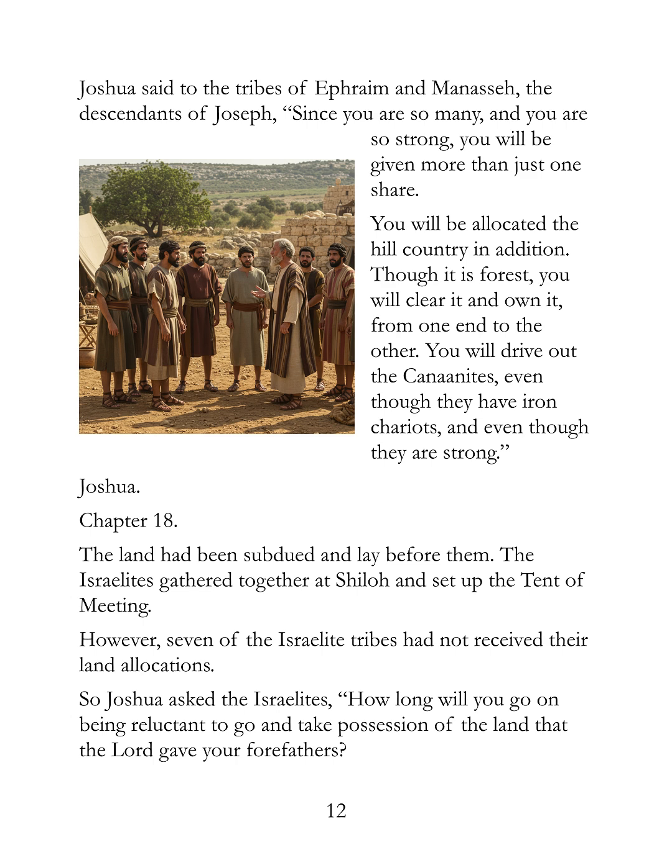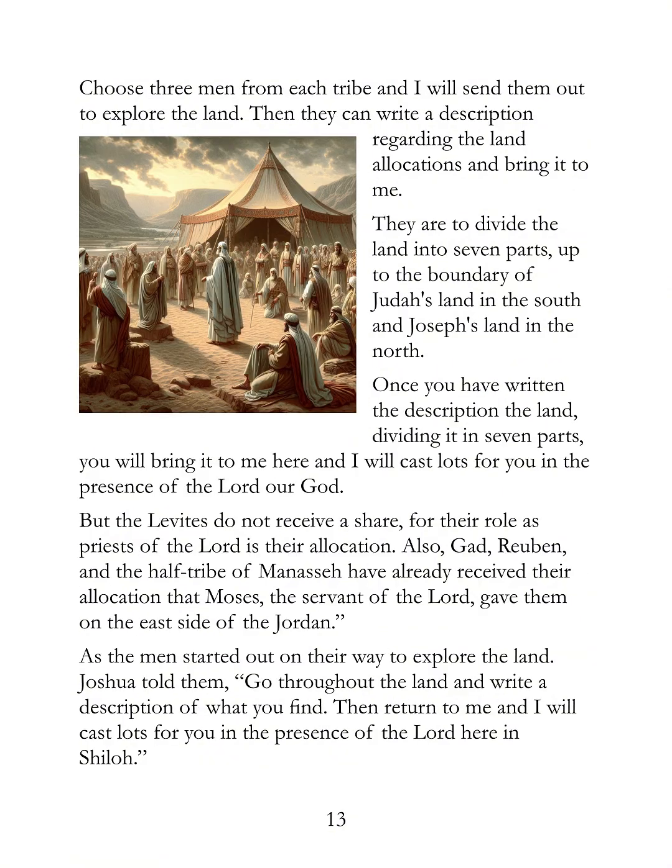Joshua chapter 18. The land had been subdued and lay before them. The Israelites gathered together at Shiloh and set up the tent of meeting. However, 7 of the Israelite tribes had not received their land allocations. So Joshua asked the Israelites, "How long will you go on being reluctant to go and take possession of the land that the Lord gave your forefathers? Choose 3 men from each tribe, and I will send them out to explore the land. Then they can write a description regarding the land allocations and bring it to me.